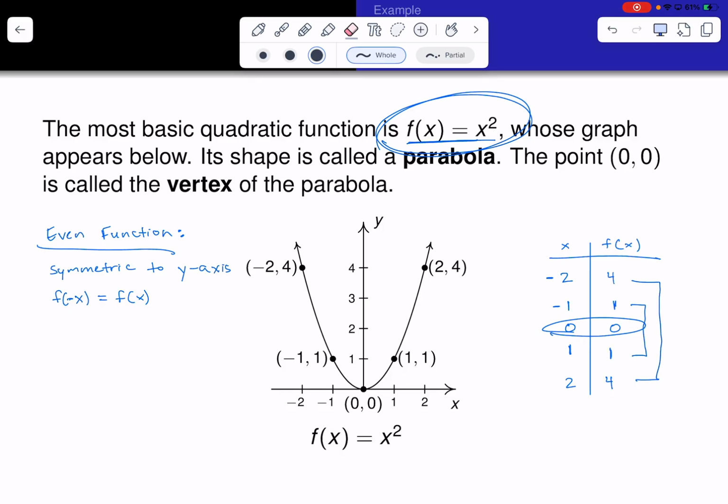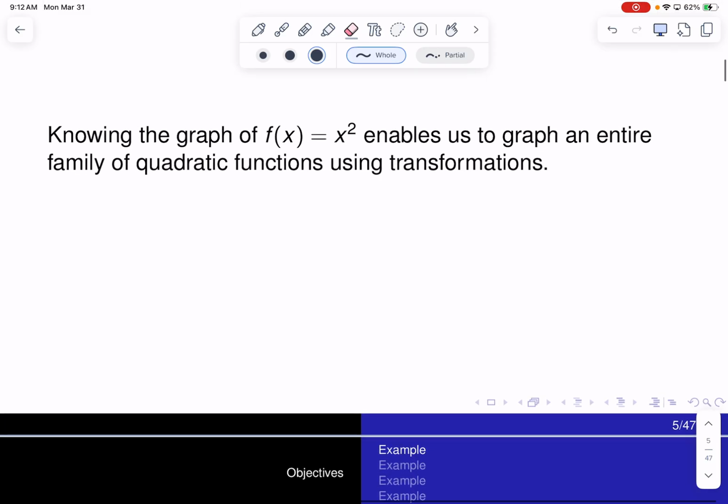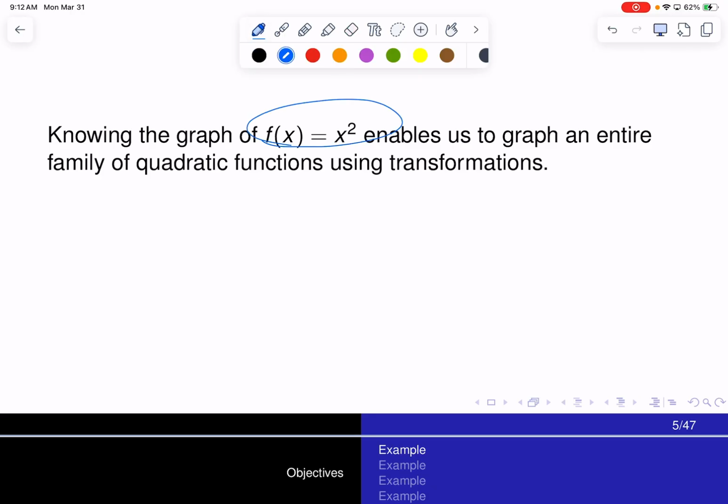All right. So this is a parabola, a U-shaped curve. And the vertex, again, is going to be the most important part of this. So that's going to lead us into knowing the graph of f of x equals x squared, the parent graph for the parabola, which enables us to graph the entire family of quadratic functions using transformations. So we've got this parent graph.